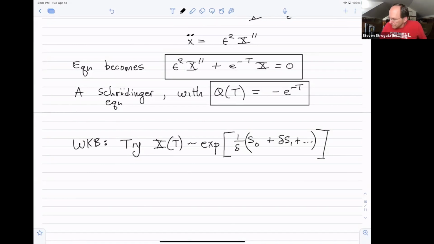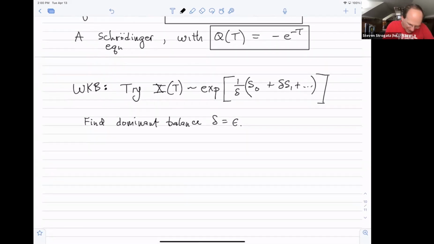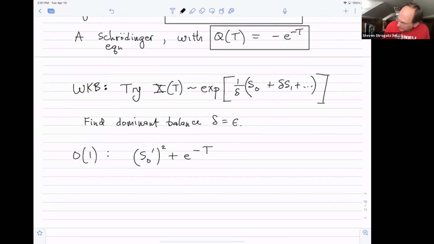And so if you do all that, you'll find again that the dominant balance, as before, was delta is epsilon. And my equations come out to be, so skipping a bunch of steps, but you can easily reproduce them or just plug into what we derived earlier. You'll get at order 1, S0 prime all squared plus e to the minus big T is 0.